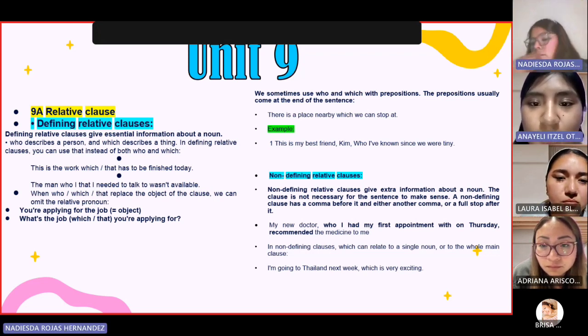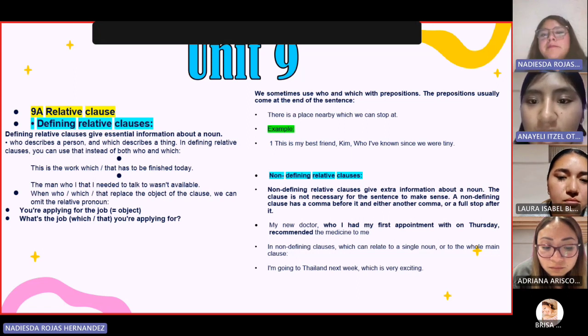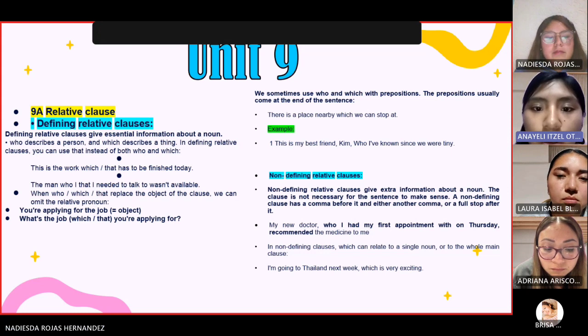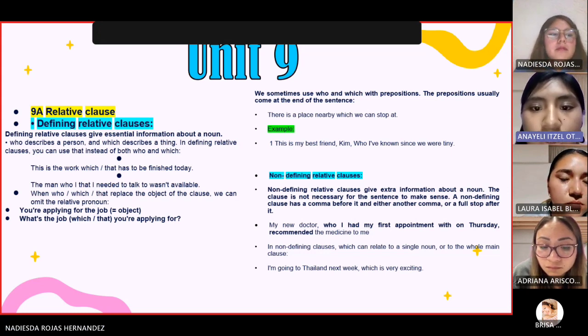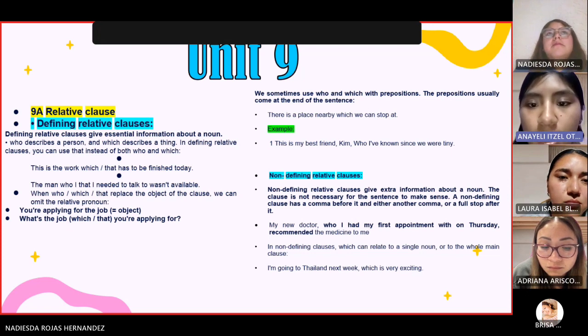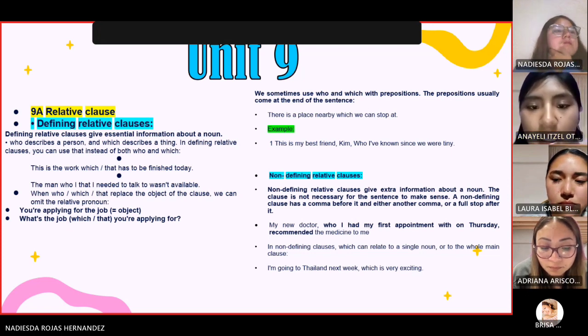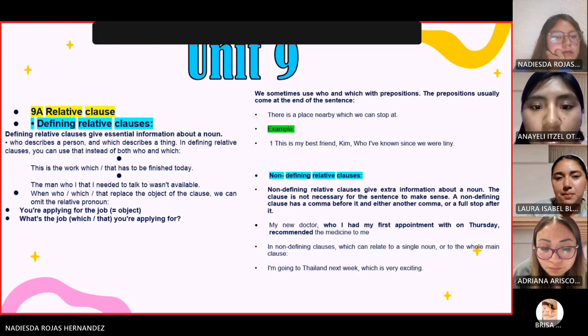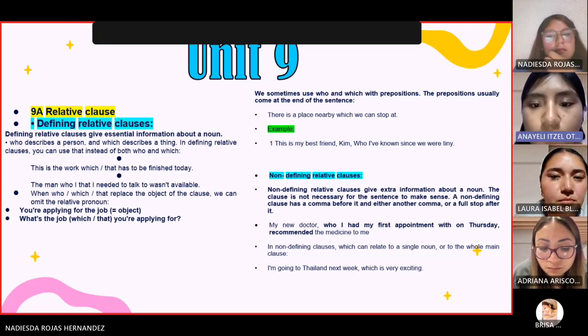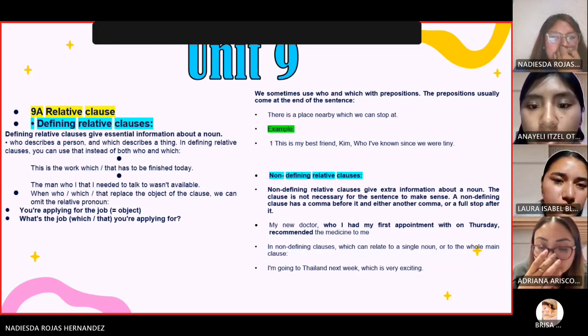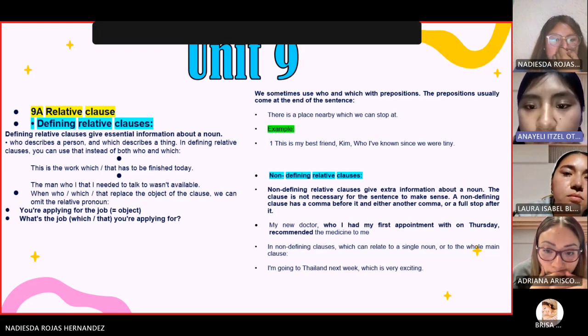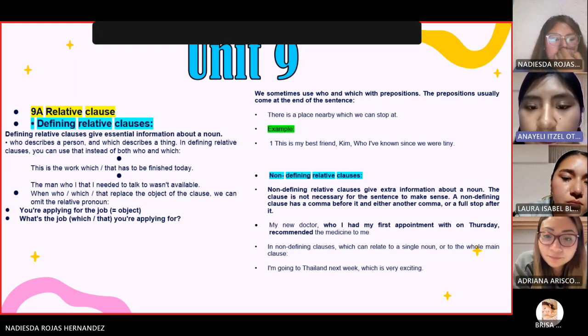For example, the job you are applying for is the job which you are applying for. We can use who and which with prepositions. The preposition usually comes at the end of the sentence. There is a place nearby which we can stop at. Example 1: This is my friend Kim, whom I have known since we were tiny.